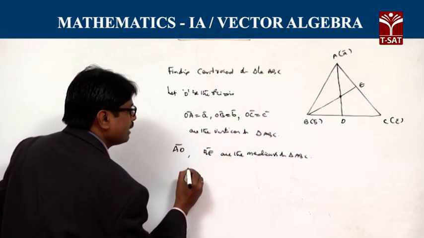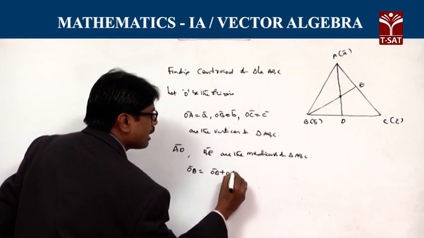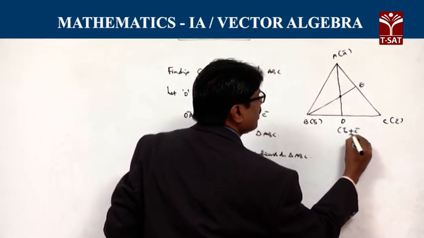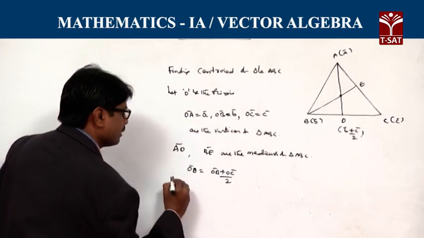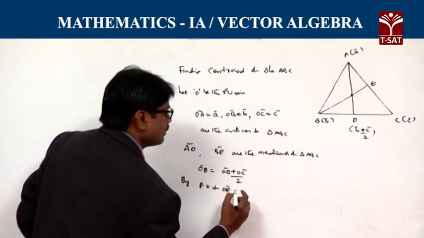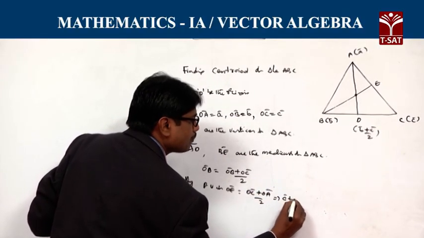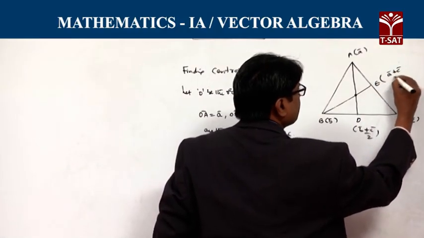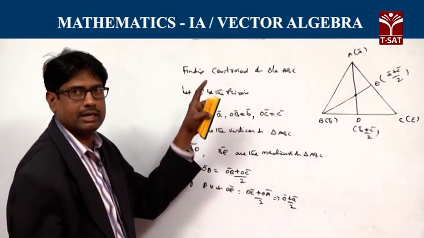So, what will be the position vector of OD bar? OD bar will be equal to OB bar plus OC bar divided by 2. In the sense, OD bar will be B bar plus C bar by 2. Similarly, the position vector of OE bar is equal to OC bar plus OA bar divided by 2, that is C bar plus A bar by 2, and we calculated the position vector of D and the position vector of E in triangle ABC. Now, our aim is to find the coordinates of the centroid.